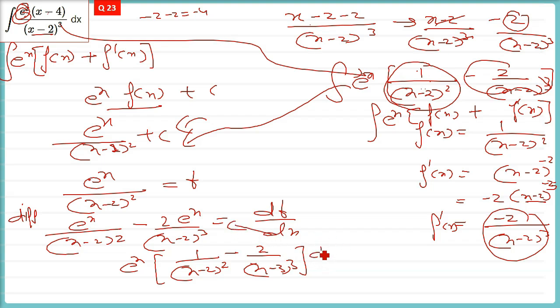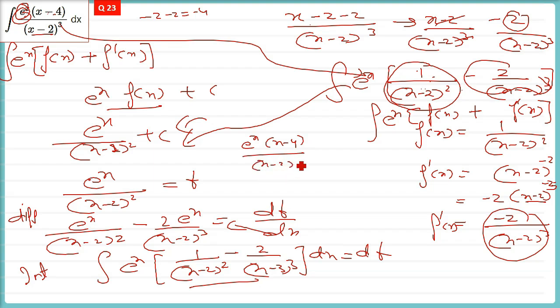And dx we will bring upstairs on the left hand side. And then we'll integrate both the sides. So when we integrate both the sides, you'll see on the left hand side you don't have to integrate, because this is the original equation. If you follow this arrow sign, this has come from e raised x into x minus 4 by x minus 2 whole cube only. So let me write this only. And this is equal to, when we integrate it with respect to dx, the integration of dt.